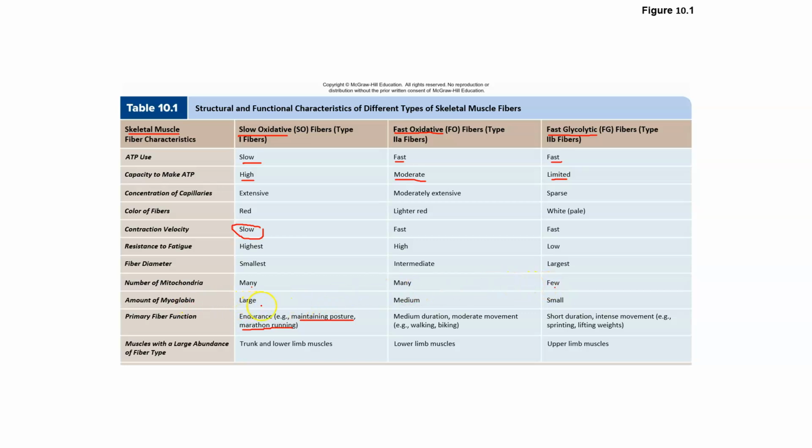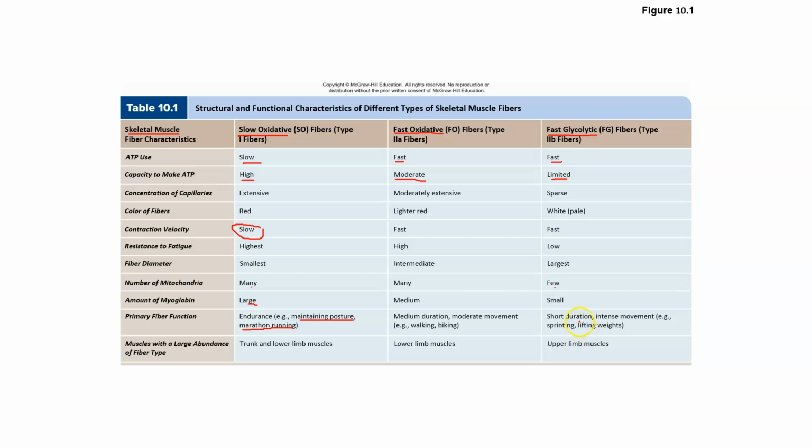Amount of myoglobin, remember myoglobin carries extra oxygen. That's an extra source of oxygen. Not the main source of oxygen, but extra. Of course, if you're going to generate a lot of ATP, you need a lot of oxygen. You need extra supplies of oxygen. You're going to get that from myoglobin, so slow oxidatives have a large supply of myoglobin. As you would expect, fast oxidatives have a medium supply of myoglobin, and fast glycolytics have almost no myoglobin. There you go. Primary function, long distance, long endurance activities, whatever that is.